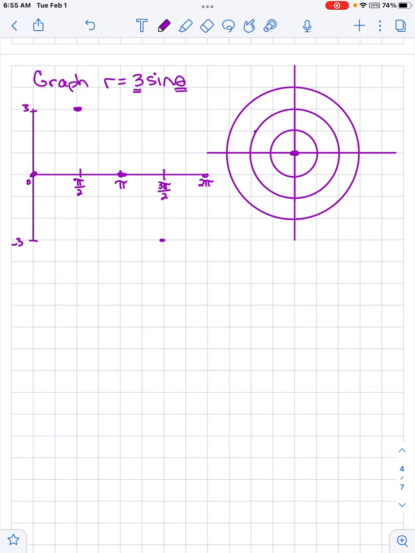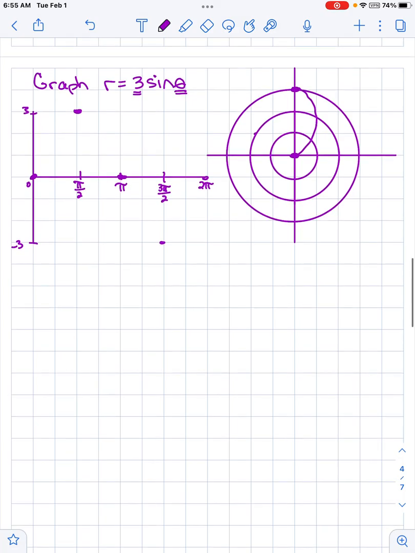All right, if we graph this, the point 0, 0 is here in the center. Pi over 2 is up to 3. So I'm going to connect this. Pi is back to 0 again. I'm going to put some direction here. And then 3 pi over 2 is -3. So that's just going in circles. So we completed one complete cycle by the time we reached pi. So the period for this is pi, something we'll have to remember. 0 to pi is one complete cycle for this graph r equals 3 sine theta.